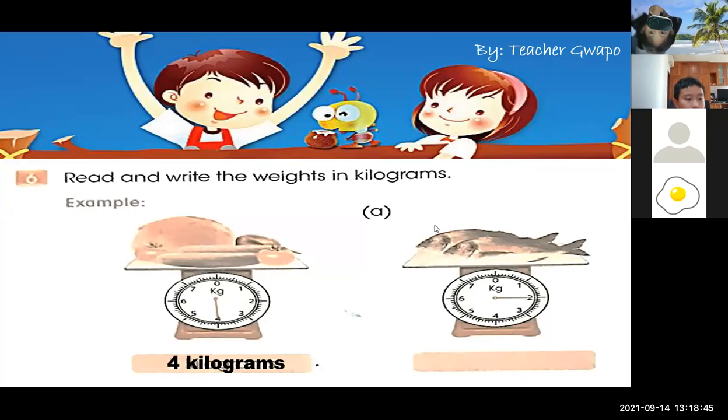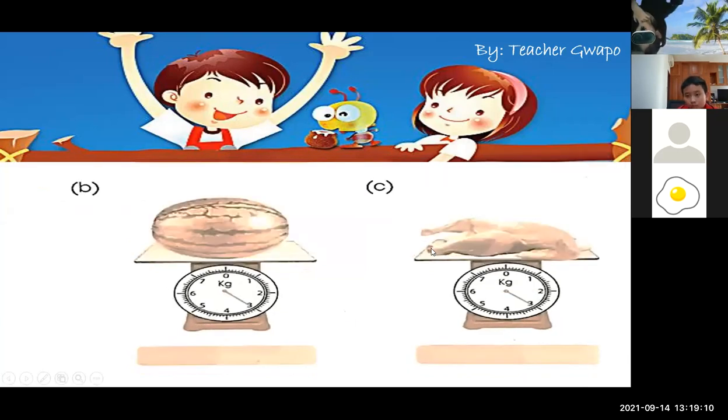Alenta, do you know the weight of the fish here? So that when you go to the supermarket, you can help your mom. Okay, mom, the weight of the fish is 2 kilograms. Teacher, it is 2 kilograms. Okay, because it's pointing to number 2. Thank you, Alenta. So the answer here is 2 kilograms. How about letter B? How many kilograms? 3 kilograms. Thank you.